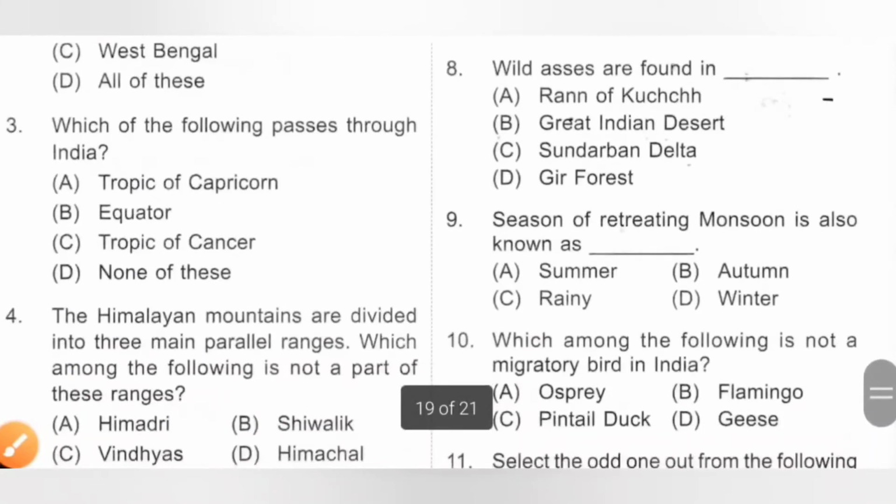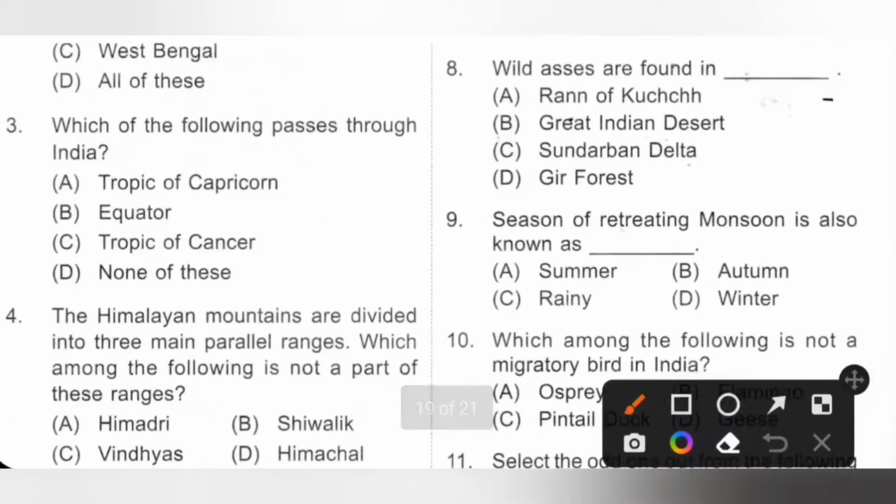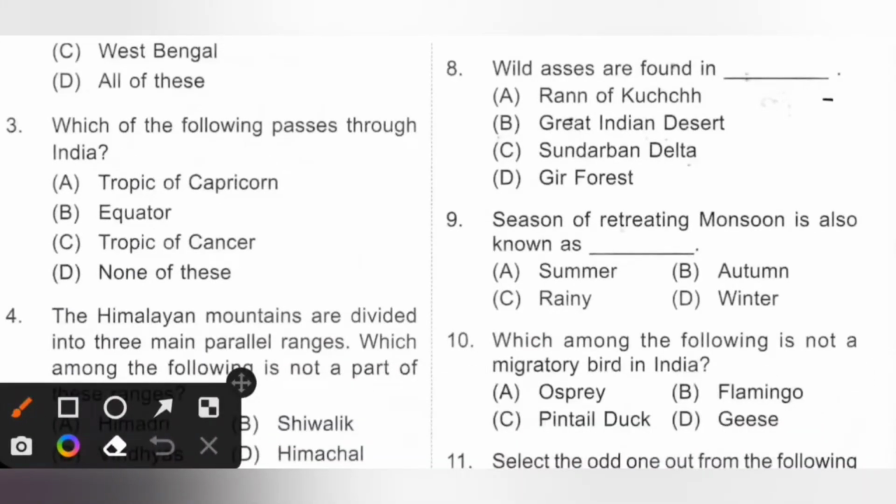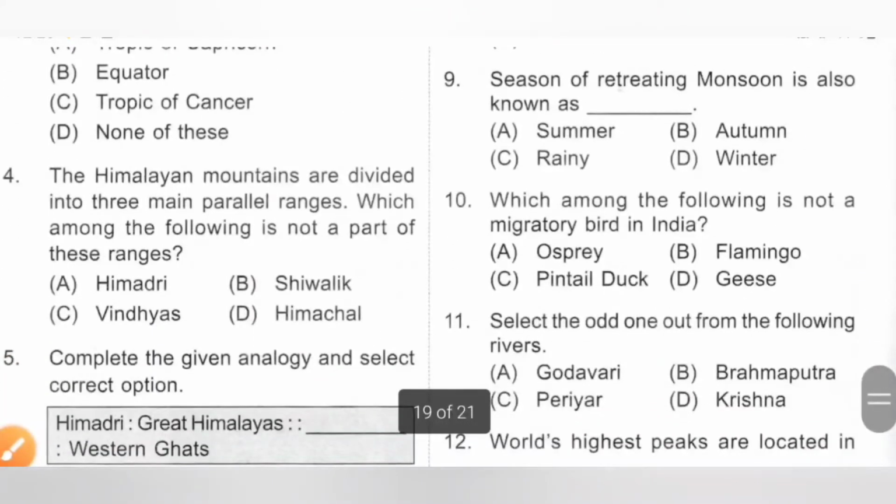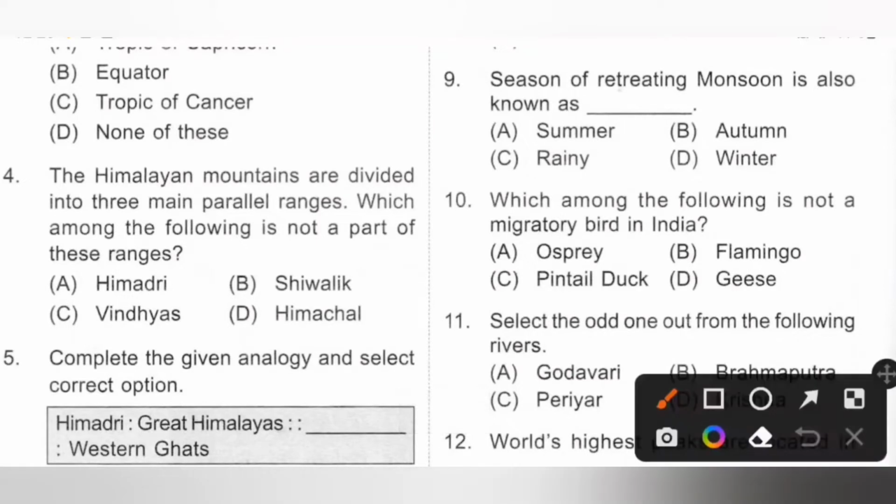Eighth one, wild asses are found in Dash. Option A, Rann of Kutch. B, Great Indian Desert. C, Sundarban Delta. D, Gir Forest. So wild asses are found in Rann of Kutch, which is in Gujarat. Option A.